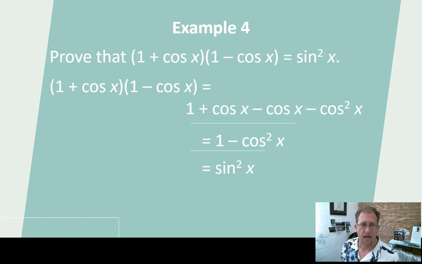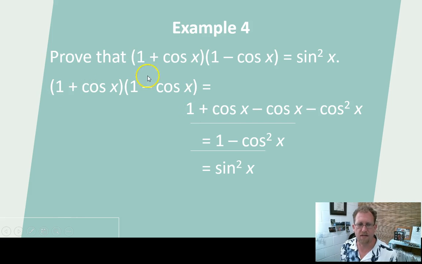Here's another one. Prove that 1 plus the cosine of x times 1 minus the cosine of x equals sine squared x. Okay, let's do that. So here I have 1 plus something times 1 minus something. What am I going to do here? How do you multiply two binomials? You FOIL it. 1 times 1 is 1.